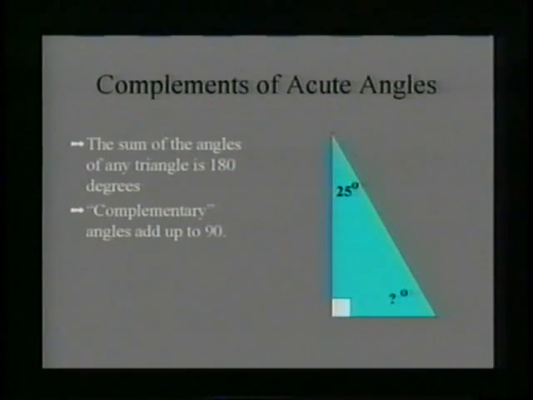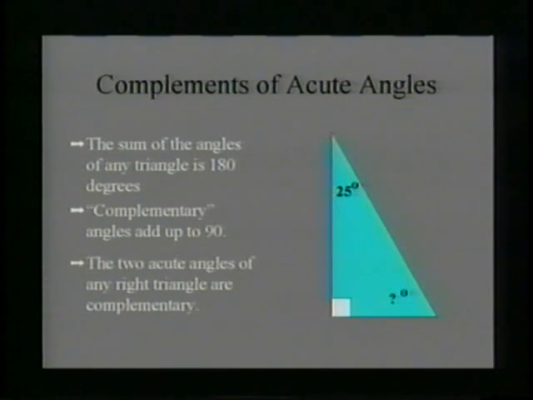Not really. You're supposed to know that the sum of the angles of any triangle is 180. You're supposed to know the word complementary means angles add up to 90. So we should be able to find this opposite angle, because we know that the two acute angles of any right triangle are complementary. We know this and this and this add up to 180, and that's 90 of it. So these two have to add up to 90.